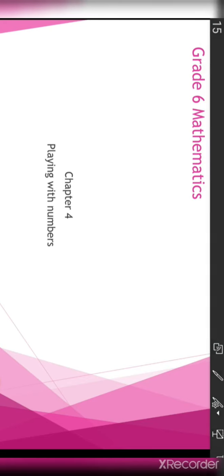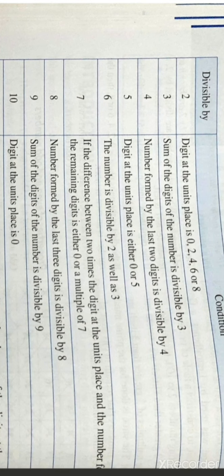Let us continue with chapter number 4, playing with numbers. In the last video, we understood prime numbers, composite numbers, co-prime numbers and even and odd numbers. So today we are going to understand the divisibility test. Today's topic is test for divisibility.